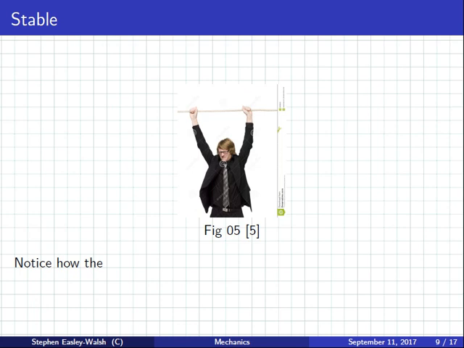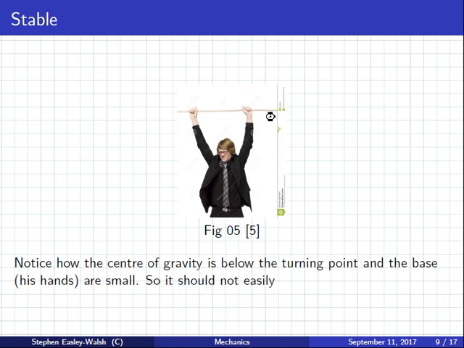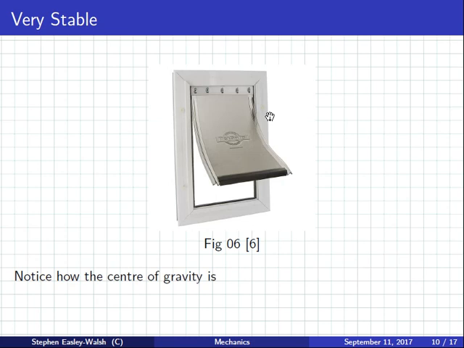Okay, next picture. Very stable, because the centre of gravity is below the turning point and the base is very large. Will this ever fall? No, I don't expect this door to ever fall. Continue? Yeah. So, let's see.